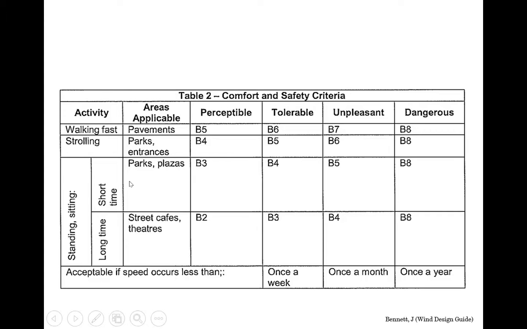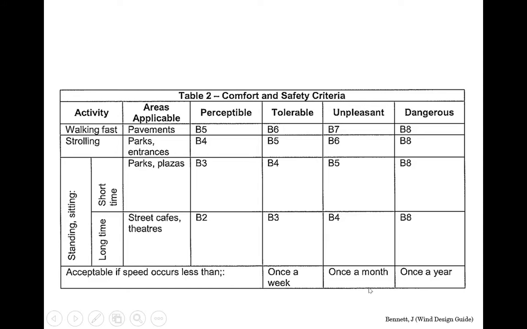If you're on a plaza, so if you're, for example, sat in the plaza downstairs, you go out there to have your lunch, for example, you'd only consider B4 to be tolerable. And if there was an outdoor cafe, you would only consider B3 to be tolerable. Now, if you look at the bottom row, acceptable if speed occurs less than.